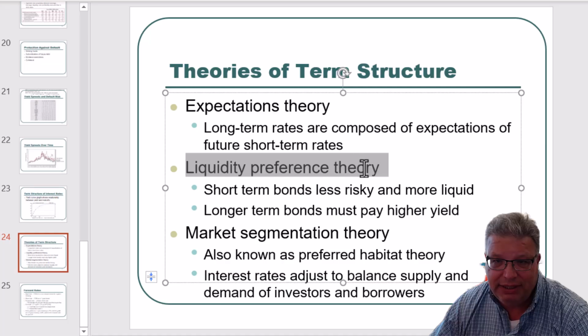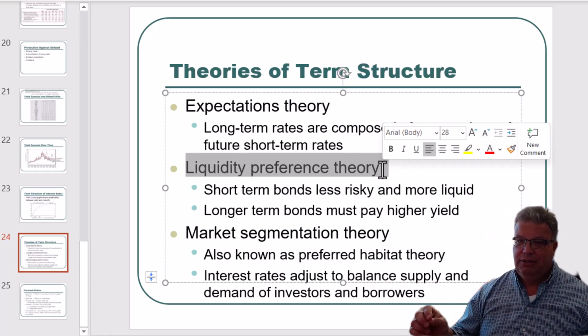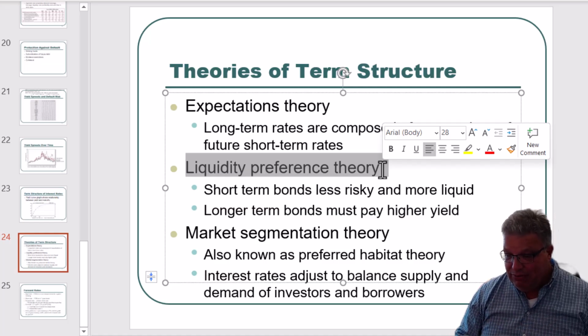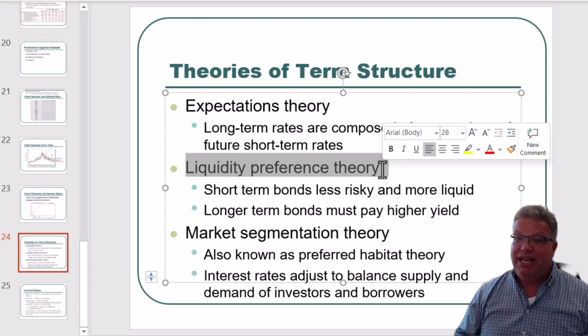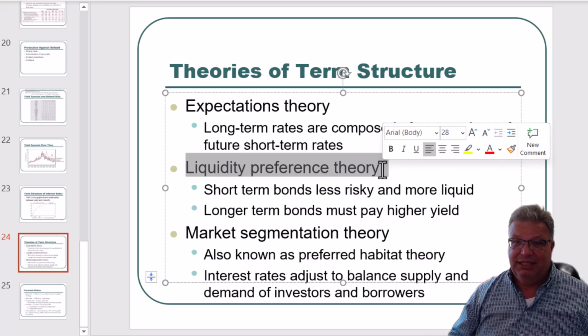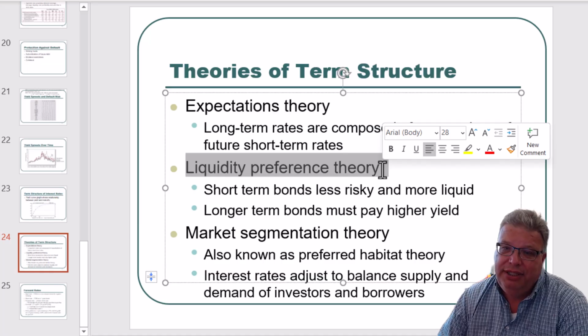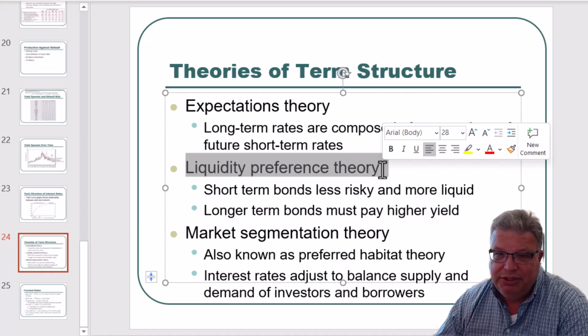Liquidity preference theory basically argues that, in general, short-term bond interest rates are going to be lower than long-term because short-term bonds are less risky and easier to buy and sell. So they have less liquidity risk. If you need to buy some or sell some really quickly, you can do that with short-term bonds like T-bills, because they're only for a year or 6 months or something like that, right? And so they carry less risk, and so they're in general going to have lower interest rates.